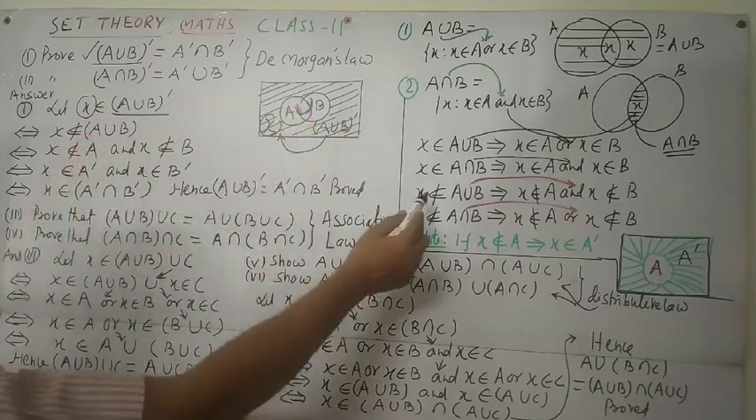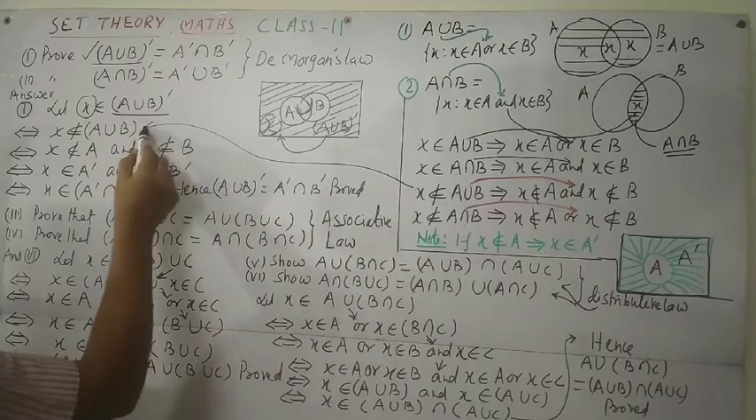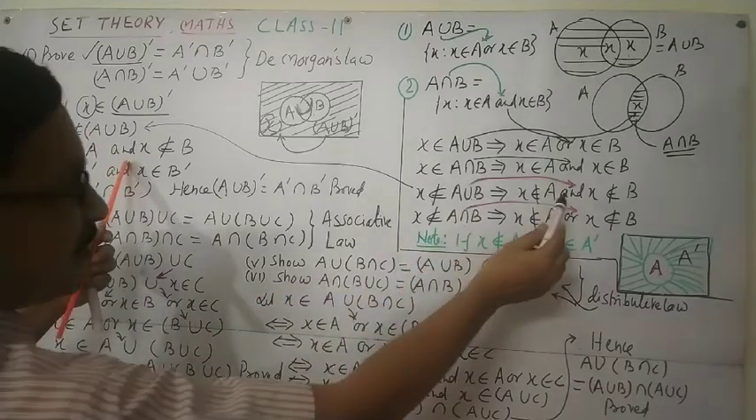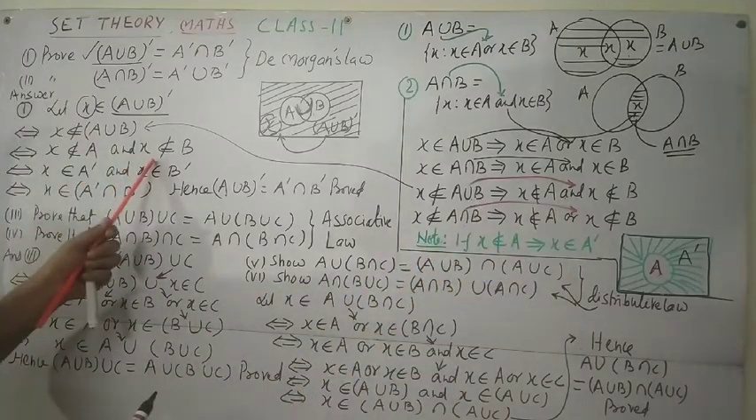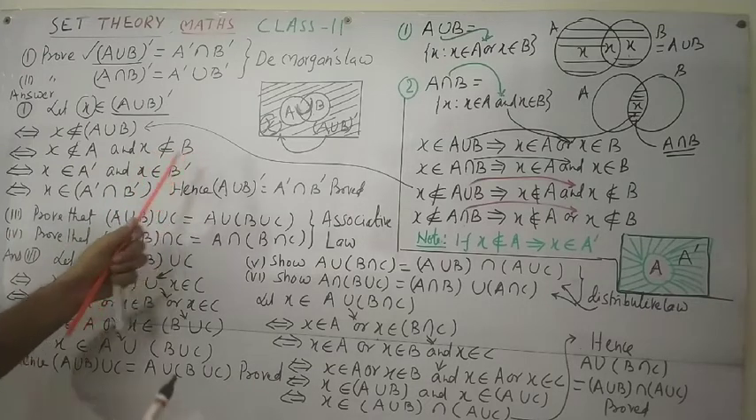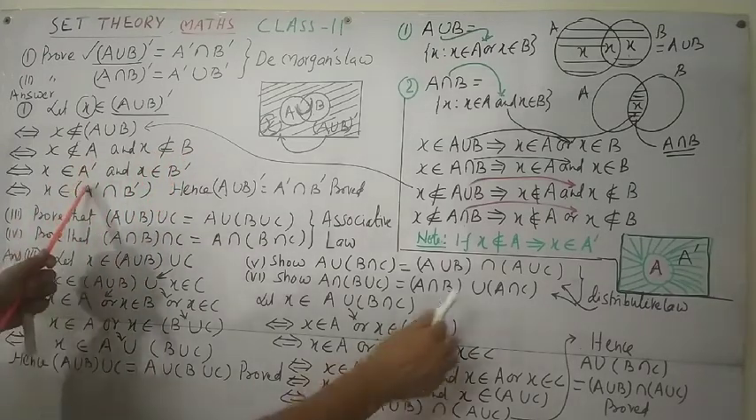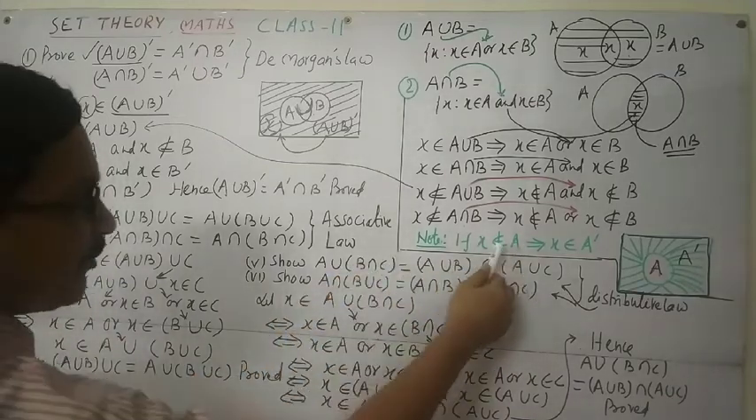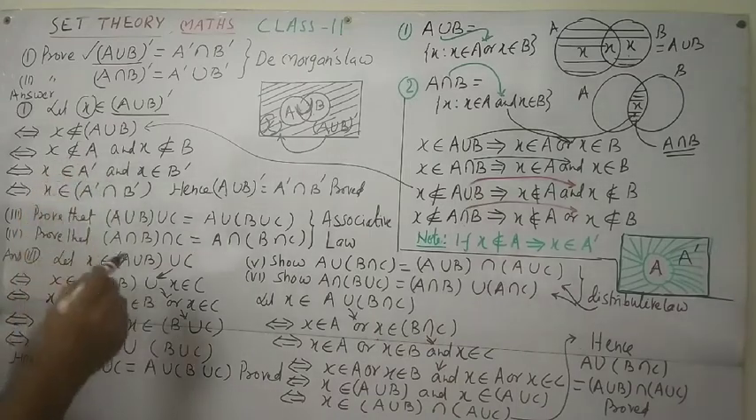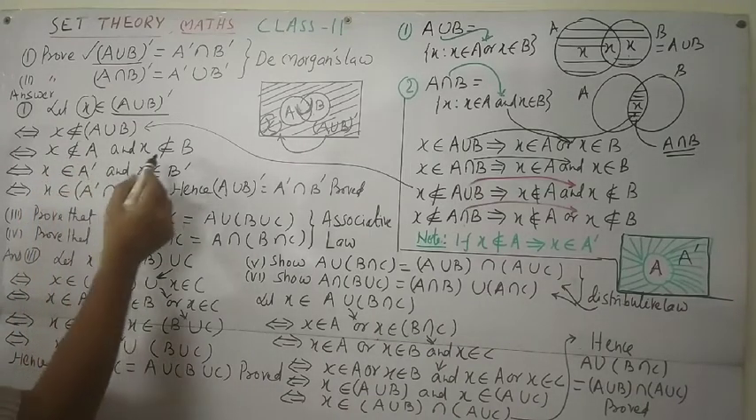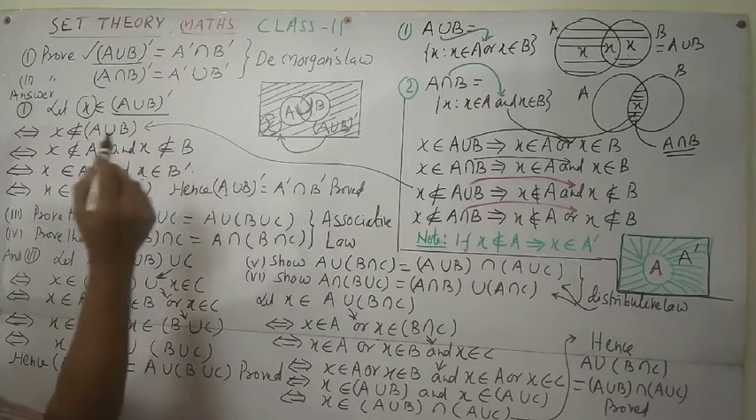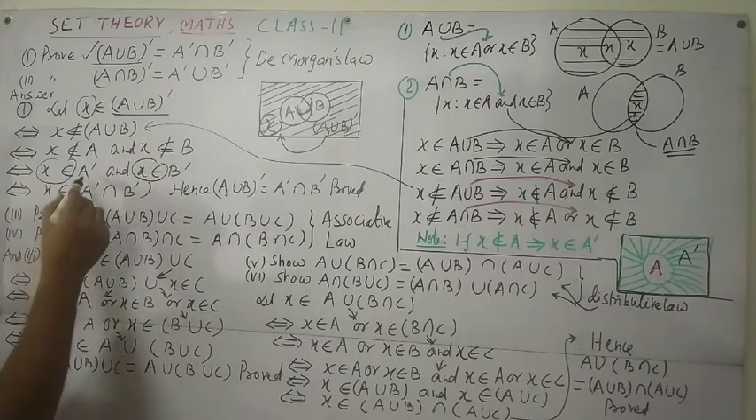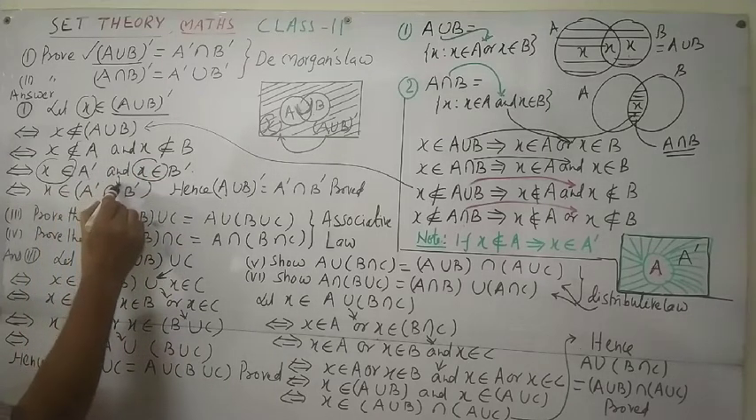Now breaking it by this rule, x is not a member of A and union becomes and, and x does not belong to B. Now अगर x A में नहीं है तो A complement में होगा. By this rule, if x is not a member of A then it will belong to A complement. So if x is not in A then x will be in A complement, and if x is not in B it will belong to B complement. So finally x belongs to common: x belongs to A complement intersection B complement.